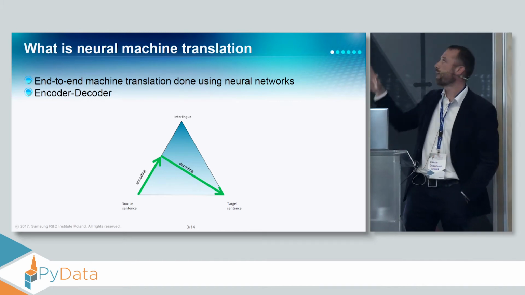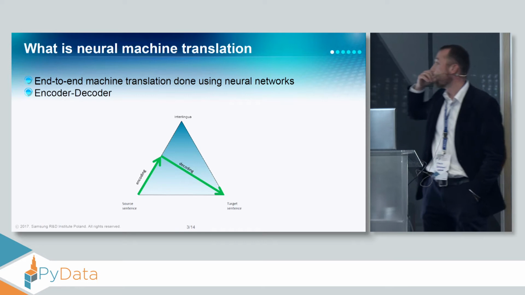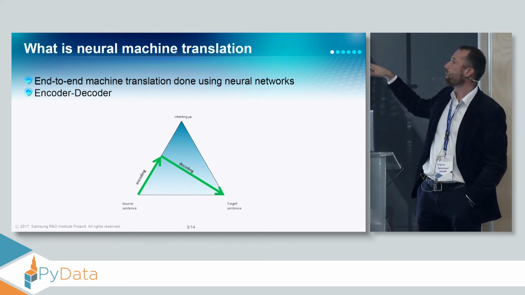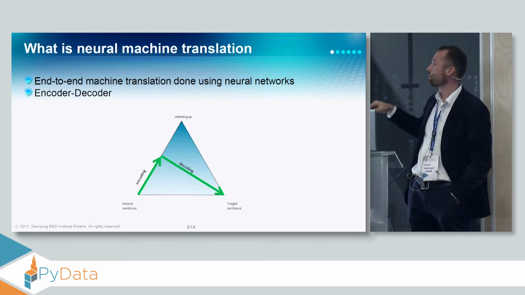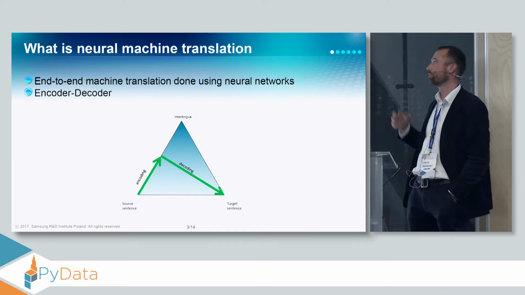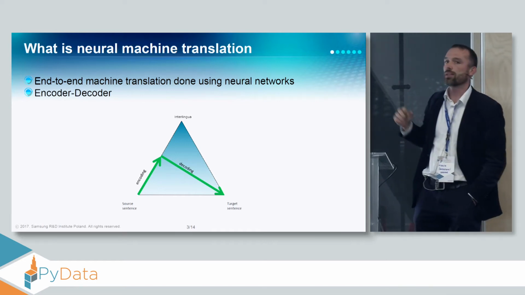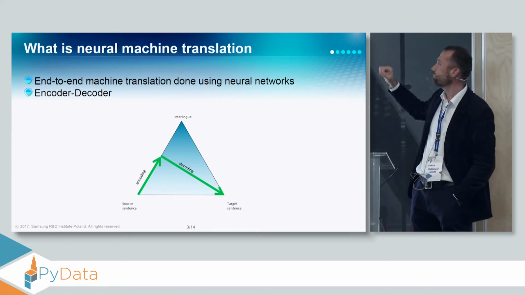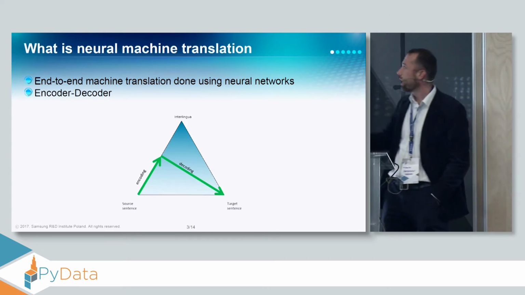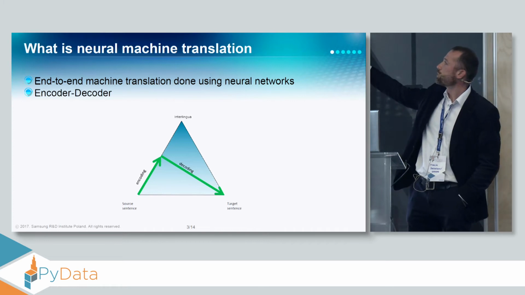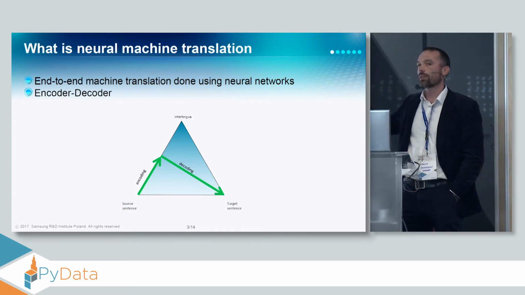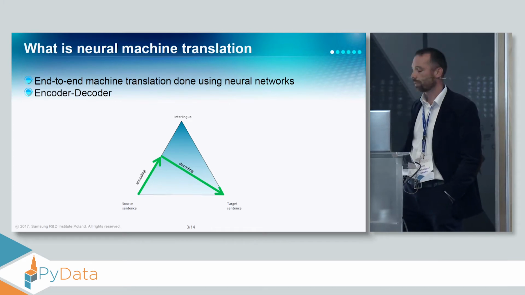So basically the idea is that the neural network first takes the input sentence in the source language, encodes it to some kind of real valued representation. And some like to say it's like an interlingua. And then, starting from this representation, it decodes the output sentence in the target language, right?